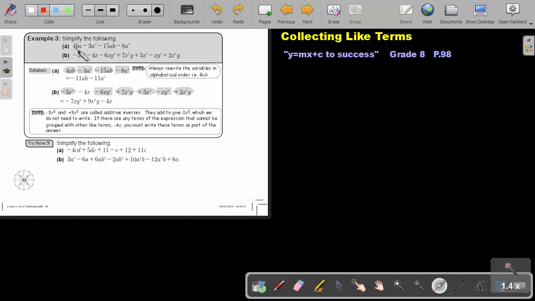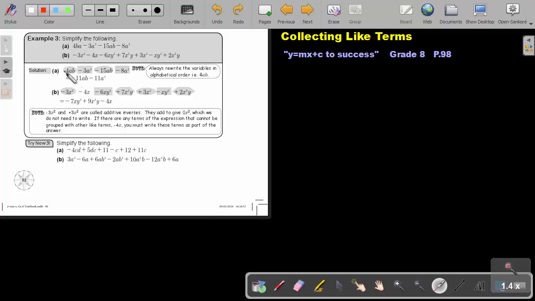Simplify the following. Okay, there are 1, 2, 3, 4 terms. But if you look at the terms, you will see this is BA and this is AB. So when you rewrite it, always write the variables in alphabetic order. So rewrite it as 4AB, negative 3A. So then it's easy to see that 4AB and negative 15AB are like terms. And then these two are like terms.